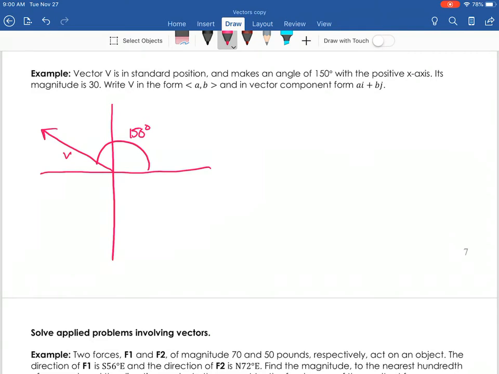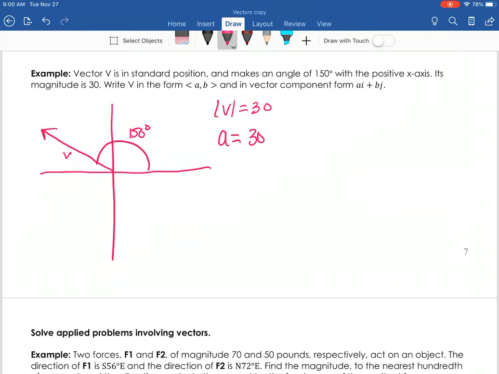It has a magnitude of 30. And we want to write v in the form <a, b> with our little arrows and in component form with the i and j. So we're going to do the same thing, but now it's in a different quadrant. So what should be negative, the a or the b? If I'm in this quadrant here, yeah, a is my horizontal component. So when I'm in this quadrant here, I should get a negative.